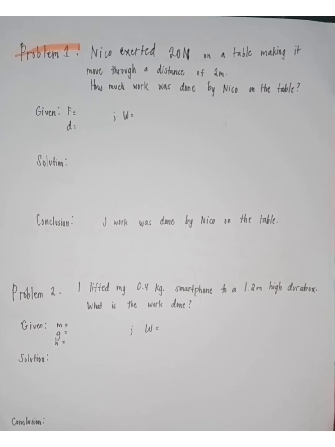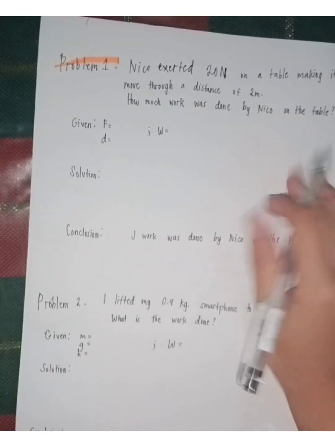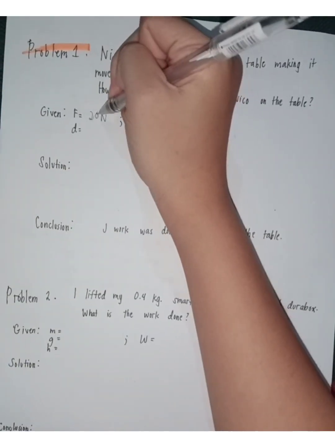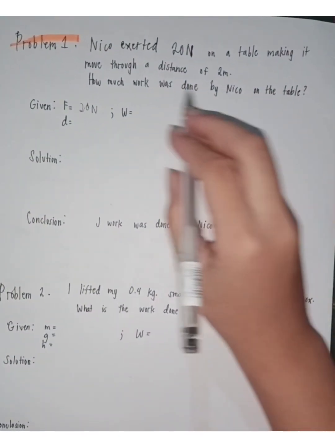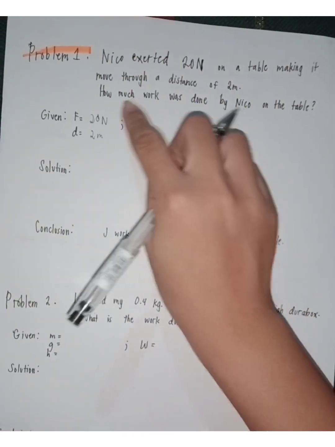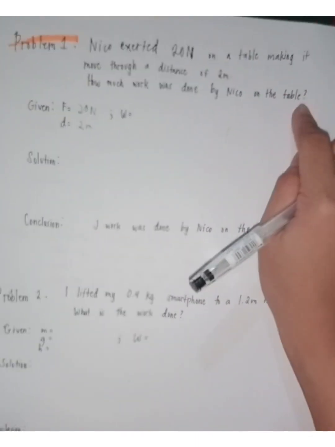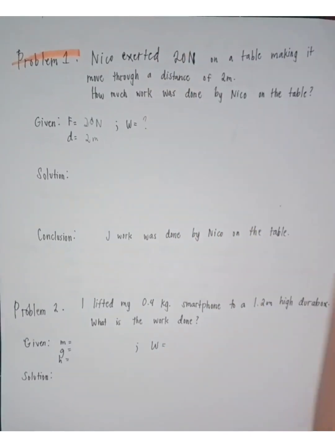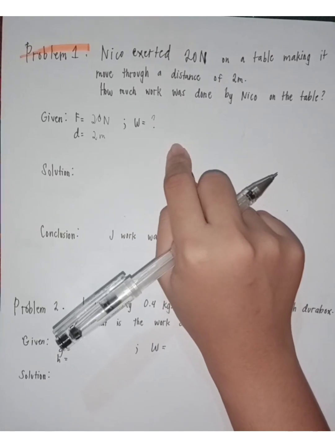Nico exerted 20 Newton on a table, making it move through a distance of 2 meters. How much work was done by Nico on the table? The given force is 20 Newton. The distance is 2 meters. Work is unknown. We need to find the work.